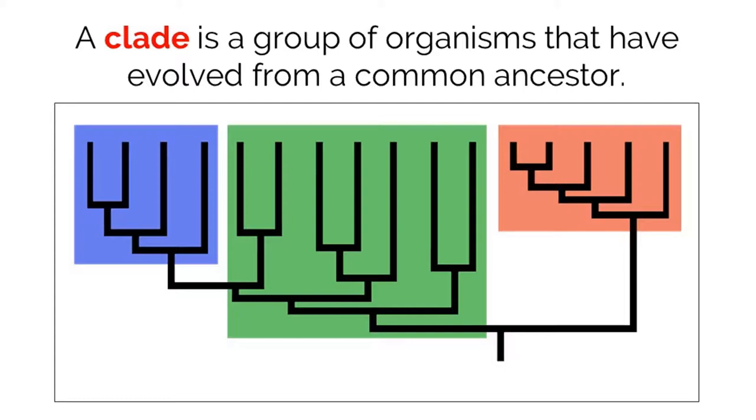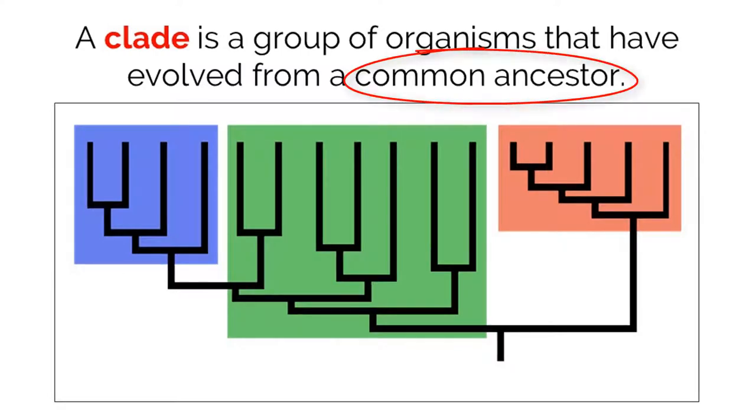Topic 5.4 in IB Biology focuses on cladistics, which is a method of classifying used to depict evolutionary relationships and common ancestry between organisms. The base unit used to identify relationships in cladistics is a clade. A clade depicts a group of organisms that have evolved from a common ancestor.